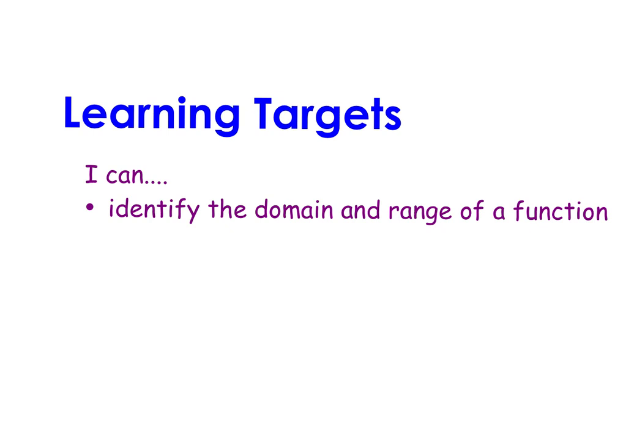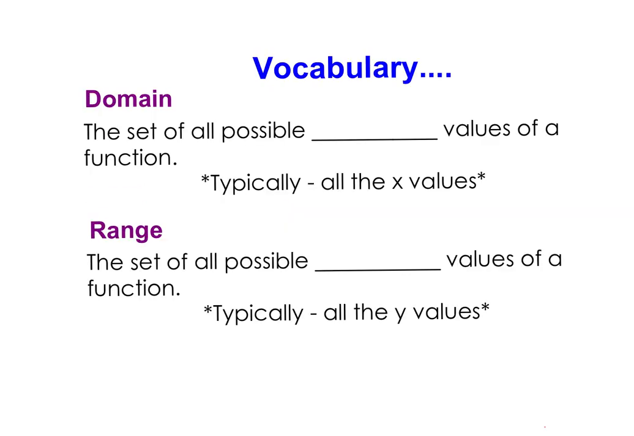In this video, we'll be learning how to identify the domain and range of a variety of different function representations. So before we can actually identify domain and range, we have to start by talking about what domain and range actually represent. So the domain, by definition, is the set of all possible input values of a function. So typically where you're going to find these are all of the x values that are used to create a function and the representation that you see.